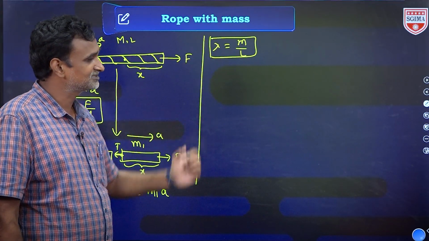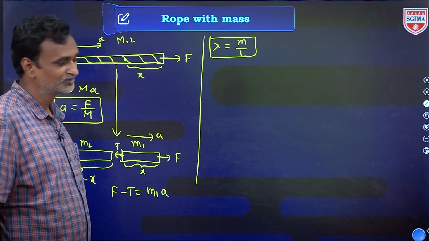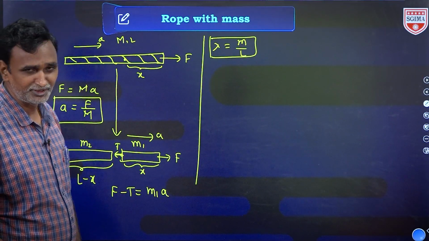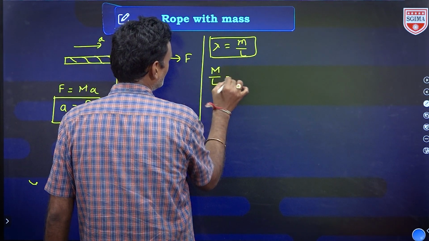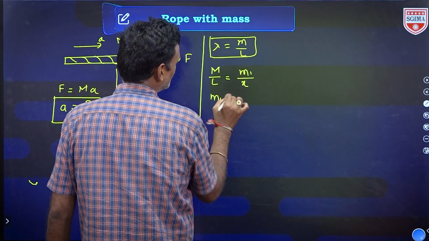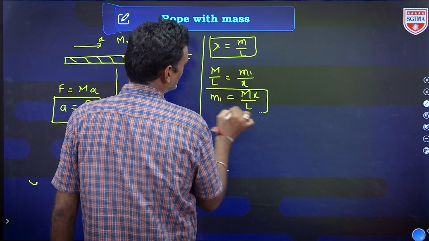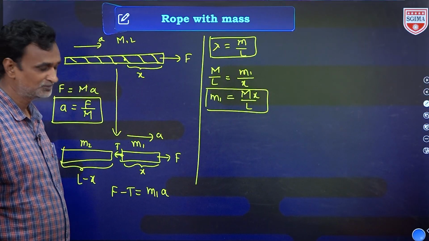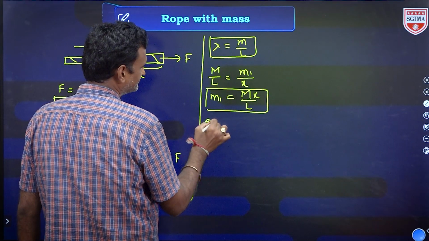Here mass per length is called linear mass density, which says that total mass per total length must be equal to given mass per given length. So this is the ratio we need to compare: total mass by total length must equal given mass by given length, which is M1 equals Mx by L. This is the answer we get for M1. So we can put the M1 value here, okay? So that is equation 1 you can take.